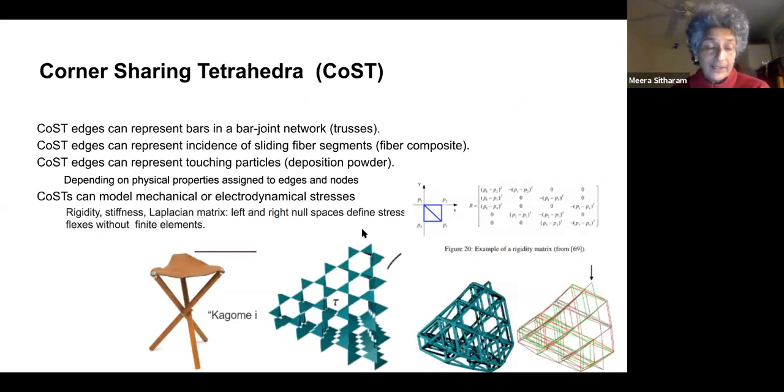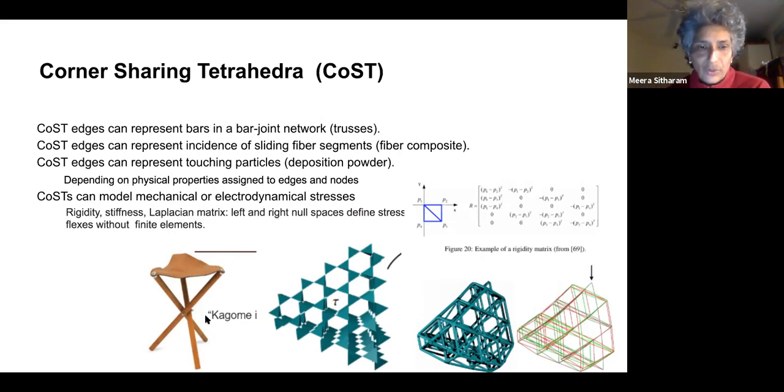So the idea is that the edges can represent bars, or they can represent incidents of sliding fiber segments. They can represent touching particles if you're depositing powder. And depending on the physical properties assigned to the edges and nodes, they can model mechanical or electrodynamical stresses. So the rigidity, stiffness, and Laplacian matrices all have meanings in all of these different physical or multi-physical senses.